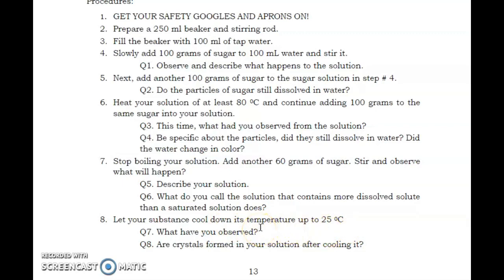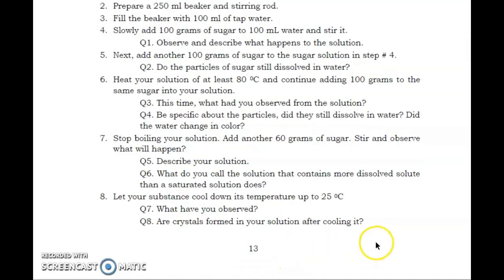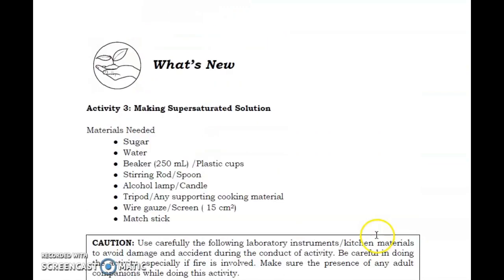So, let the solution cool down. And then for question 7, what have you observed? Question 8, are crystals formed in your solution after cooling it? Okay, so that is for our activity entitled Make a Supersaturated Solution.